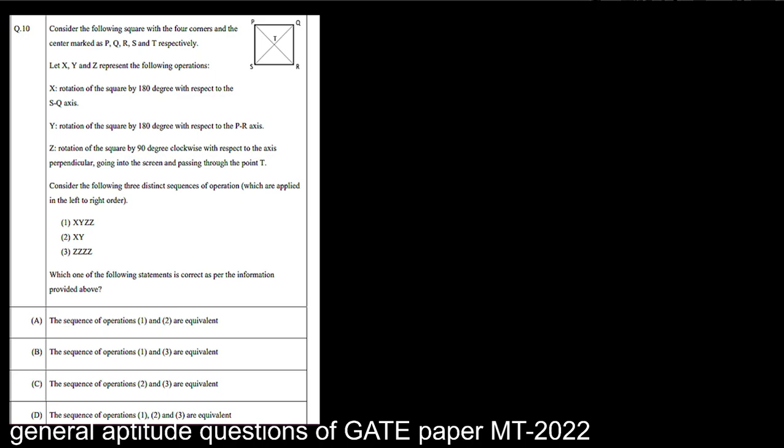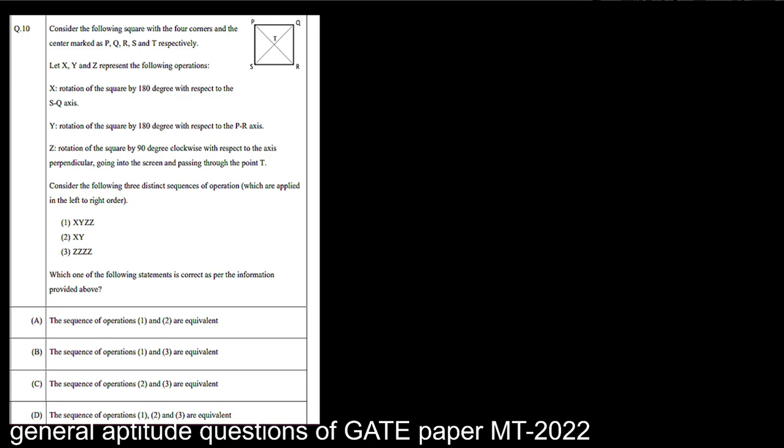Let X, Y, Z represent the following operations. Here X, Y, Z are specific operations defined in the question. X is the operation of rotation of the square by 180 degrees with respect to the diagonal QS, that is, the diagonal of this square. The operation X is that we have to rotate this square about this diagonal by 180 degrees.